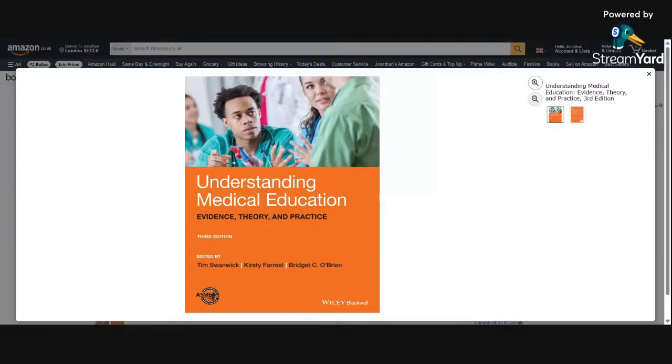This is the book that gives you a really thorough overview of the field. So with that said, we will go into more for today's lecture.